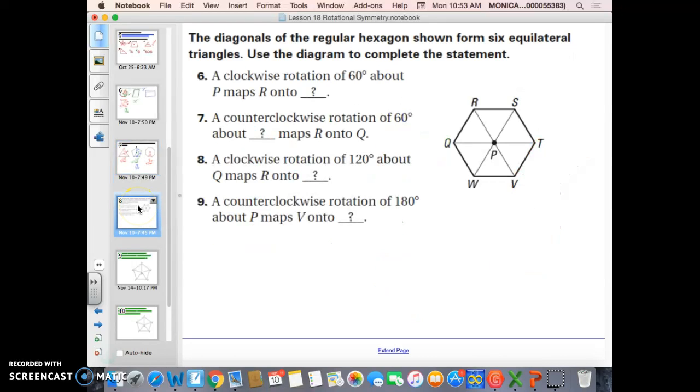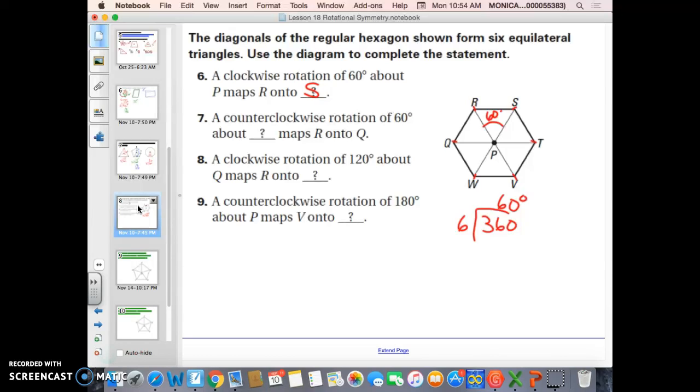Here's an example of what a question might look like. A clockwise rotation of 60 degrees maps R onto S. This right here is going to be 60 degrees. How do I know? So there's 1, 2, 3, 4, 5, 6. 360 divided by 6 is 60 degrees. So you are onto S.